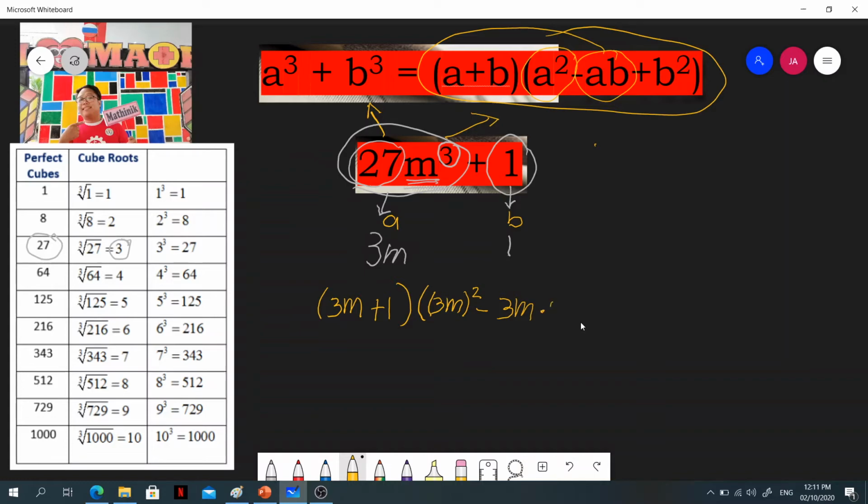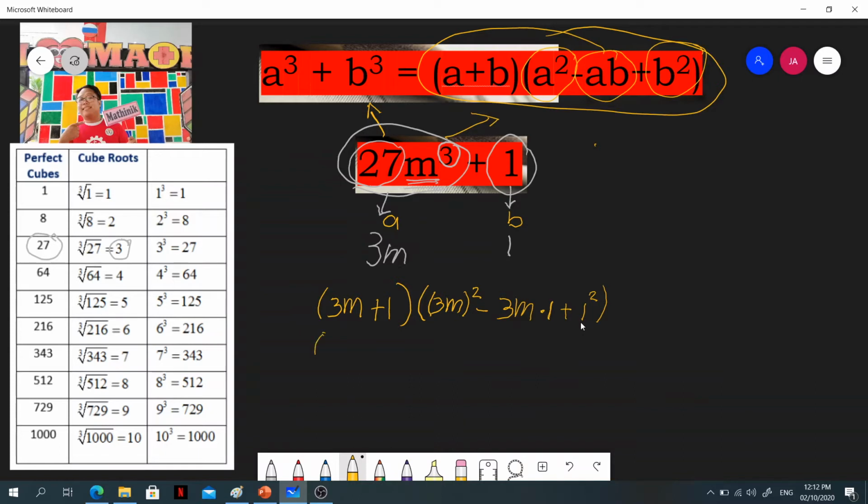Tapos, 1. Diba? Kasi ang b natin ay 1. Plus b squared. Ano yung b squared natin? 1. Ano yung 1 na b natin? 1. So, 1 tapos squared daw. Okay. Pag na-plot na natin or na-substitute yung a at b natin doon sa formula, we simplify.